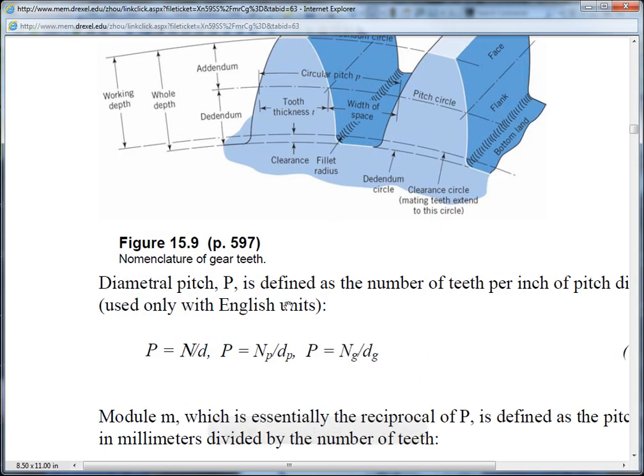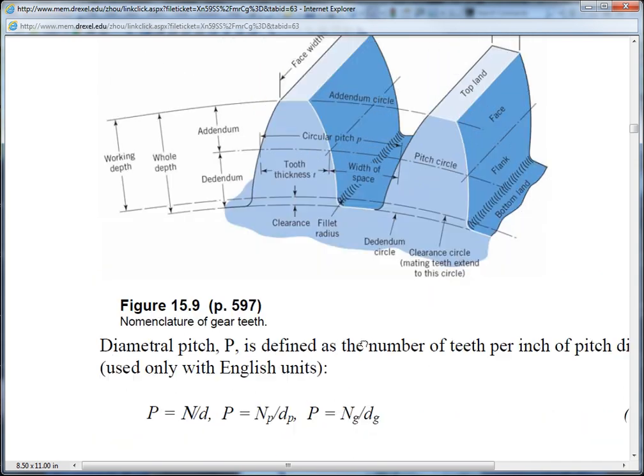Another very important parameter in spur gears is the diametral pitch. Now, in the past, we've talked about the pitch of a screw or bolt and what that means, chain pitch and what that means. Well, this is something different. The diametral pitch is defined as the number of teeth per inch of diameter. So for instance, if you had a diametral pitch of 20, that would be 20 teeth per inch of diameter. So a 2-inch diameter gear then would have 40 teeth.